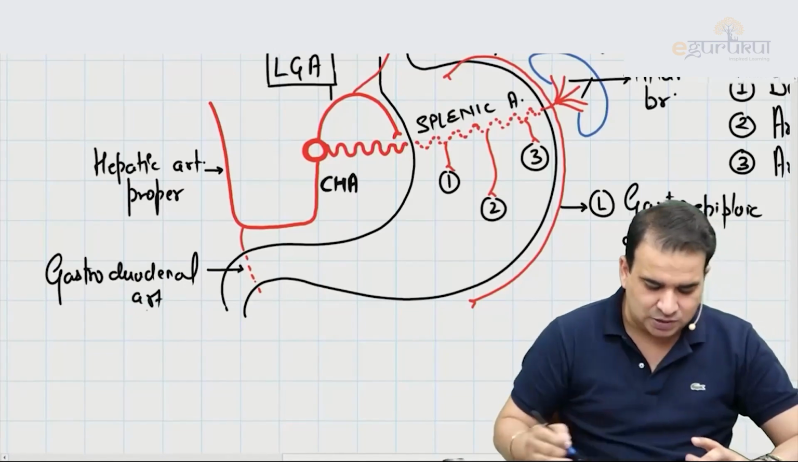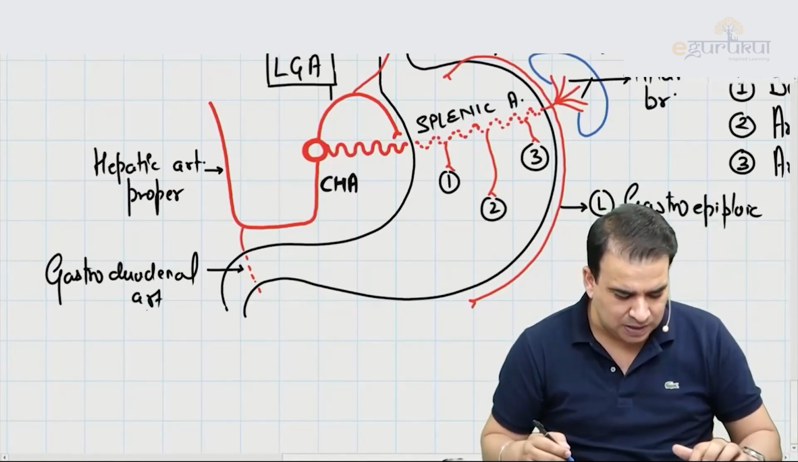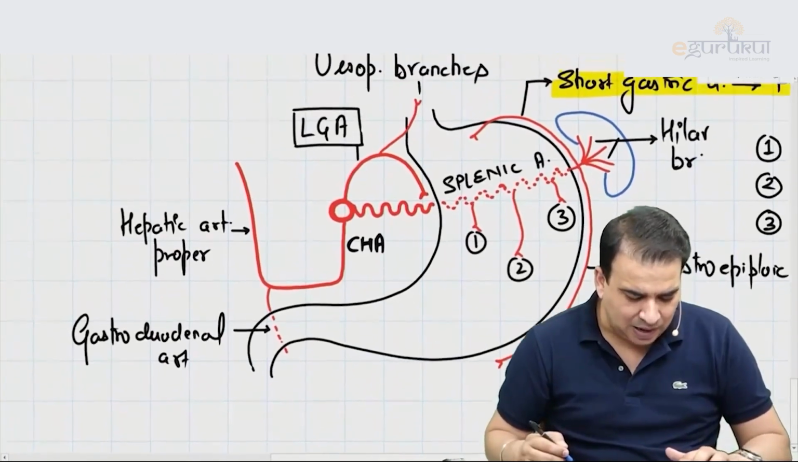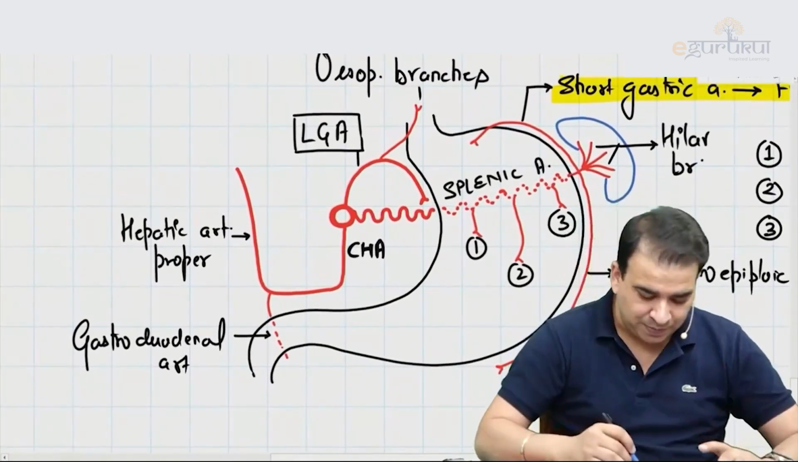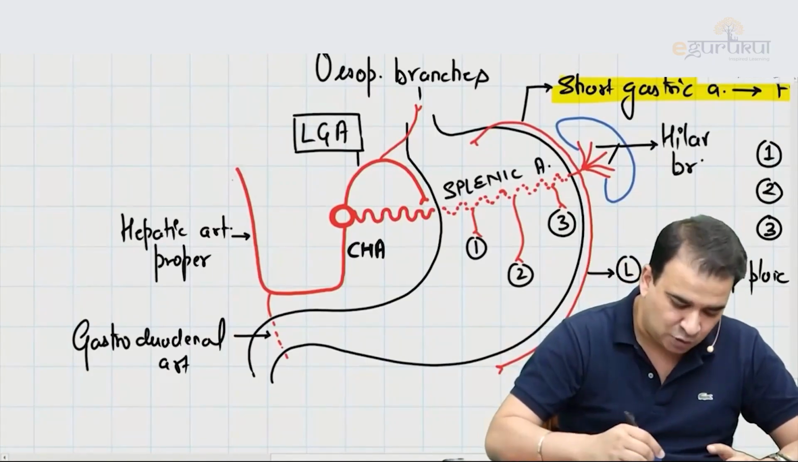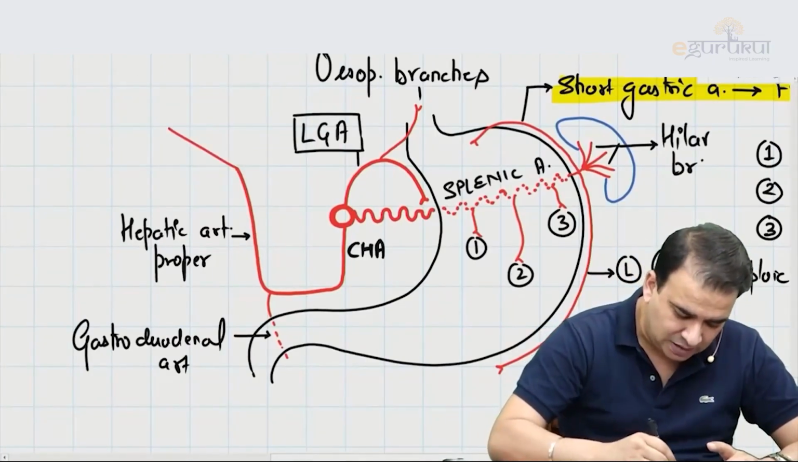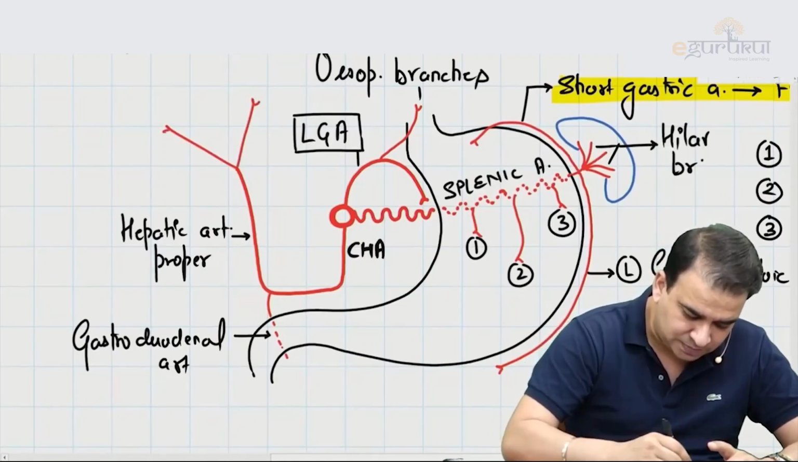This artery is called the gastroduodenal artery. Let's take them one by one first. Now, as we said, hepatic artery proper. First of all, hepatic artery proper runs in the free margin of the lesser omentum and it divides into the right and the left branch.